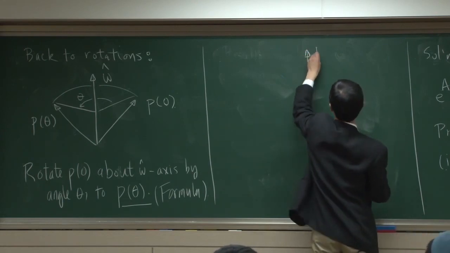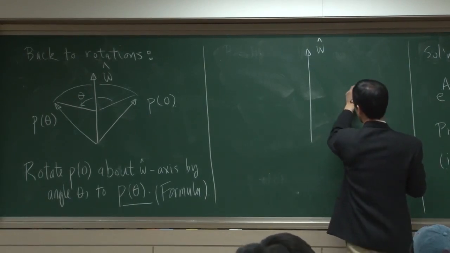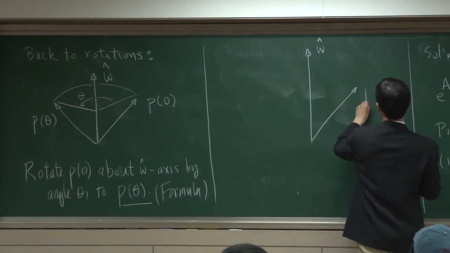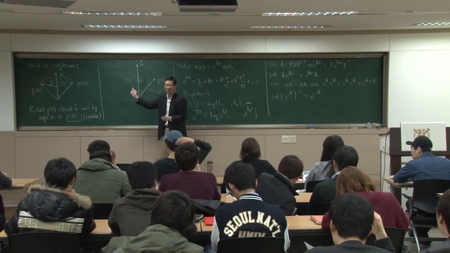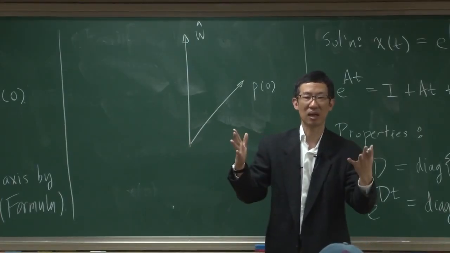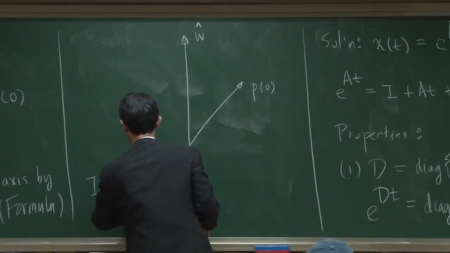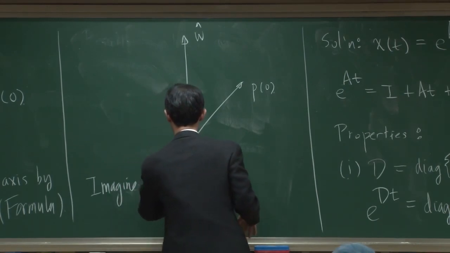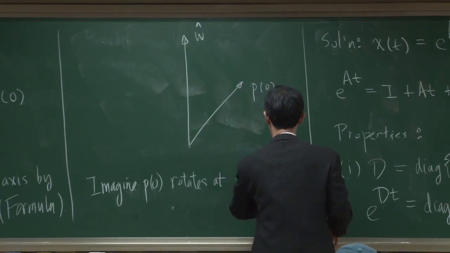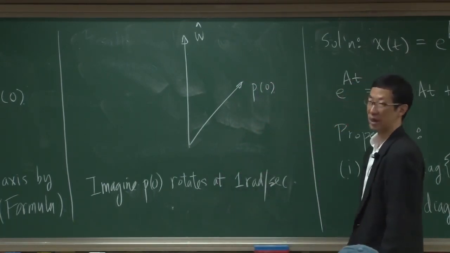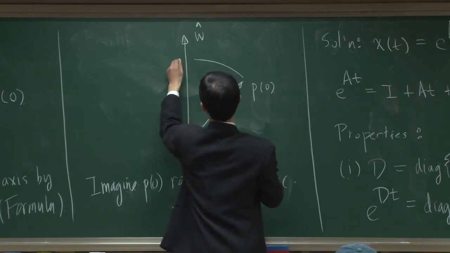Let me redraw that picture again. So omega hat. What we're going to do is imagine that this vector p0 rotates around this axis at some uniform speed. Let's say it rotates at 1 radian per second. So p0 rotates at 1 radian per second. It's rotating, so it's going to trace a circular path.